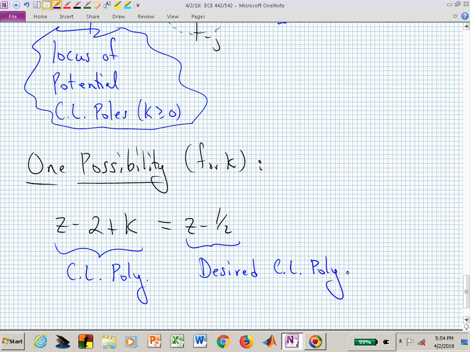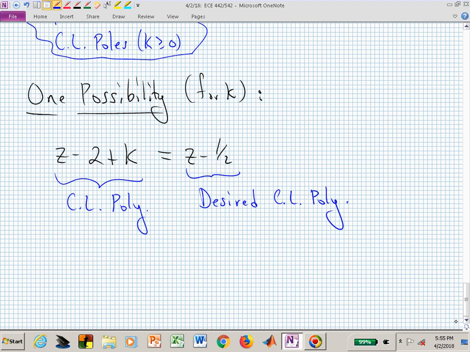closed-loop polynomial. So I have an expression, it's first order, and now I say I want to pick a first order polynomial, and I want that to have a root at z equal to 1/2. And that would be then expressed as this polynomial z minus 1/2. This is another way of thinking about what we're doing.